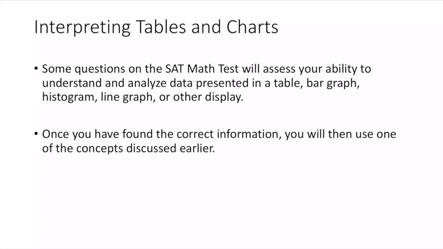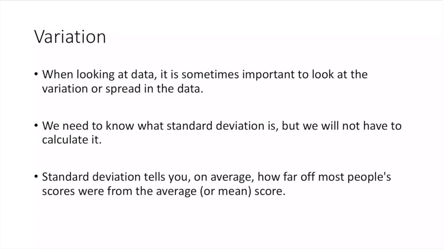So now interpreting tables and charts. Okay, so we looked at graphs. Now they may just give us a table or a chart of data, and we'll have to understand and analyze it by ourselves. So one thing to note is variation. When looking at data, it is sometimes important to look at the variation or the spread in the data. We need to know what standard deviation is, but we will not have to calculate it.